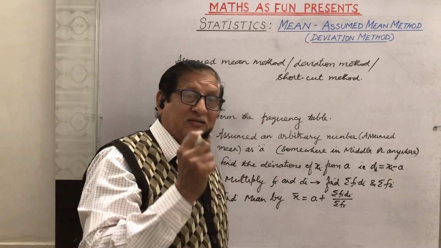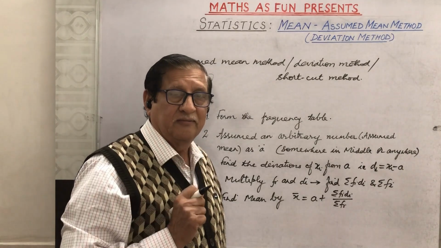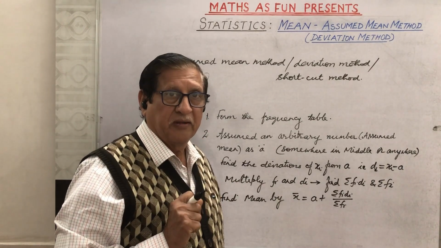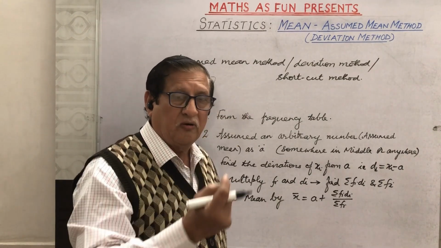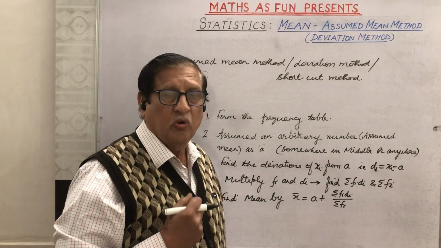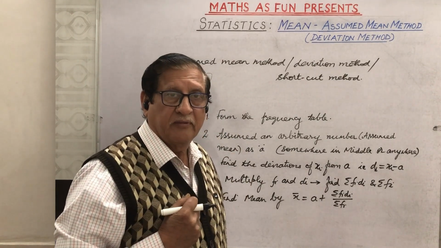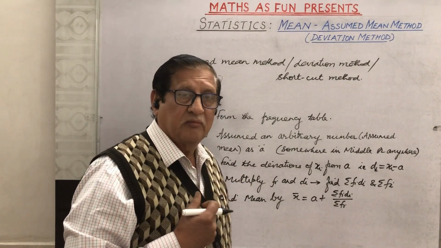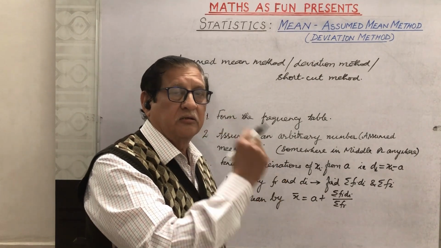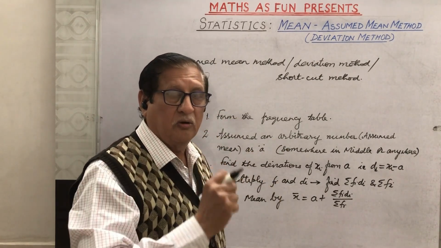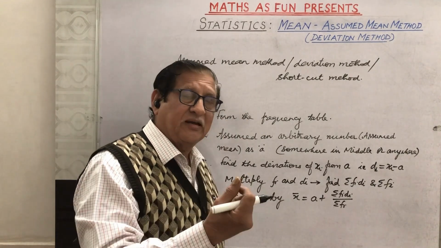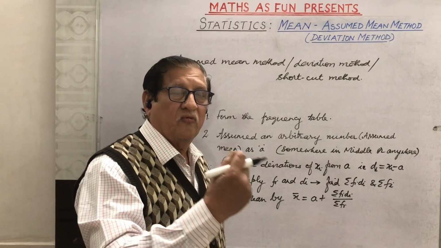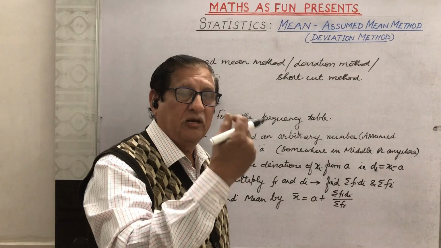Then we are to assume any arbitrary number as mean. That's what we call the assumed mean. It is generally taken in the middle of the given data, or somewhere near the middle. Also, it can be any other number than the data, but generally we take the number somewhere in the middle of the data, because by using that, we will get the values of the deviations equally distributed and not very large.